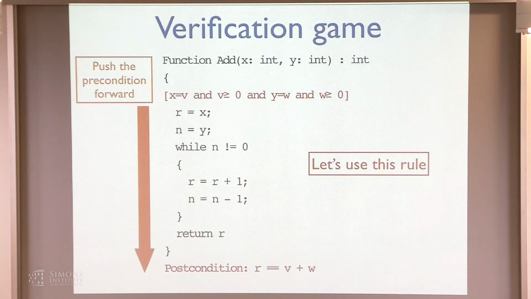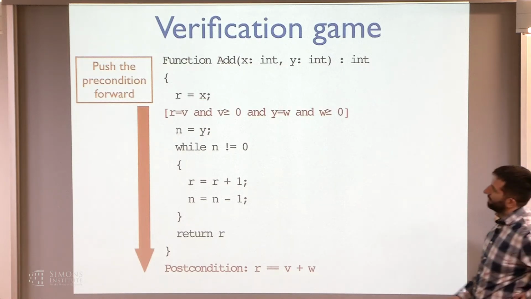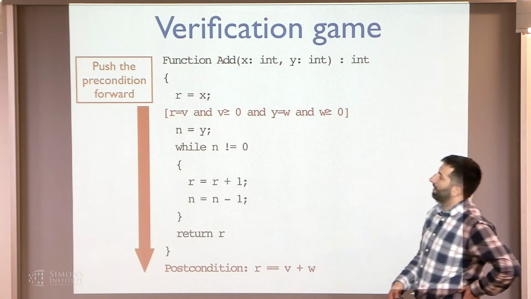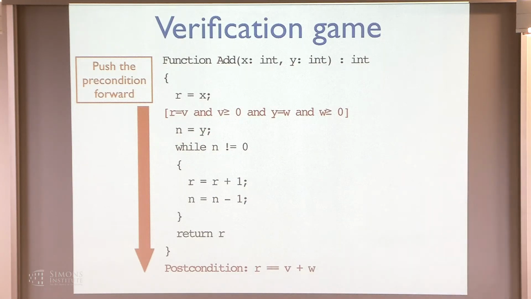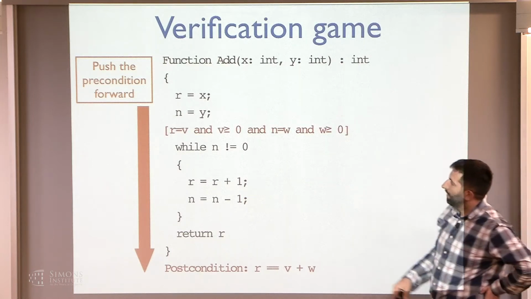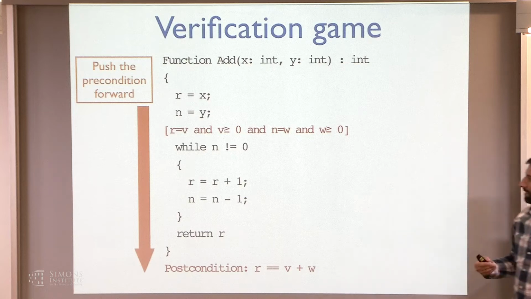Okay, so if I apply this rule here, mainly what I get is that doing some transformation, now I have R equal to V. I can apply this rule again, and I also get that N is equal to W. And here is where I use this additional variable.